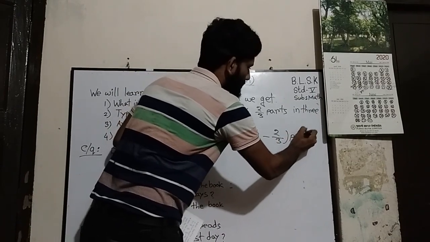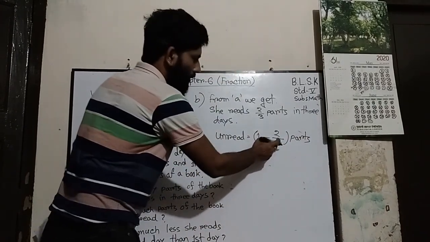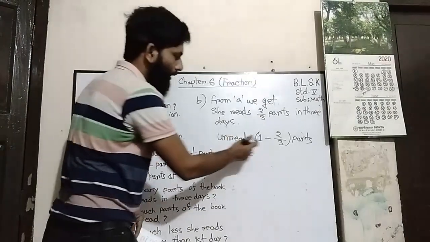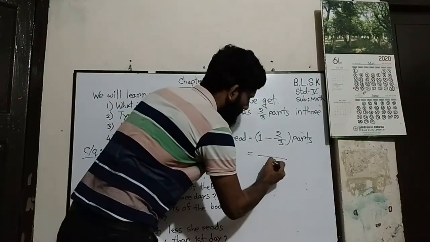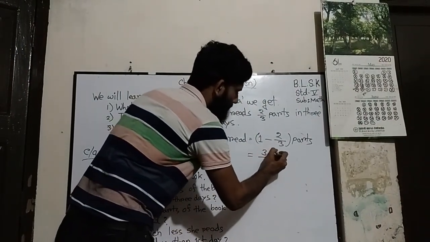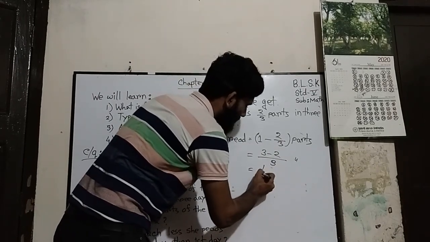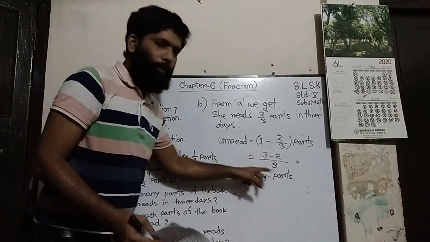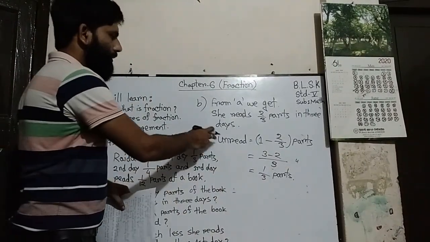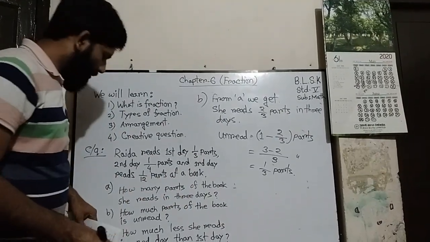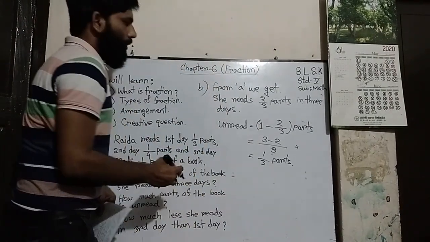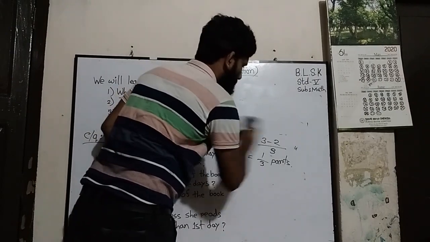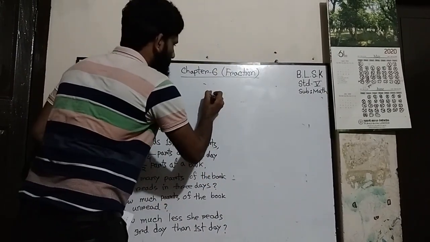So what is the LCM of 3 and 1? There is a hidden 1. That means 3. Then 3 minus 2 is 1, so 1 by 3 part. Total unread, how much part? 1 by 3 part. Total she left unread. Okay, that is the solution of number B. And we go to number C. Unread part is 1 by 3 part. Number C, at last.